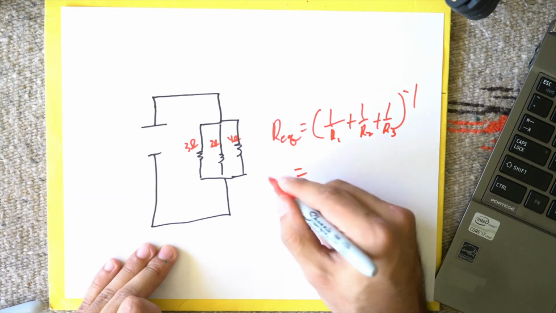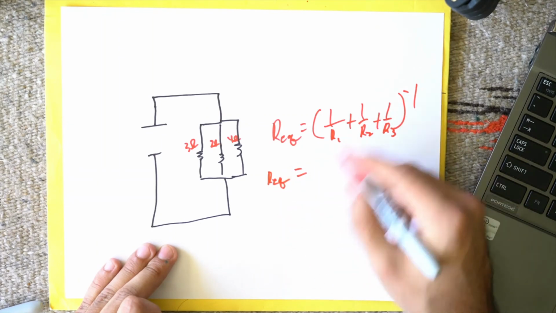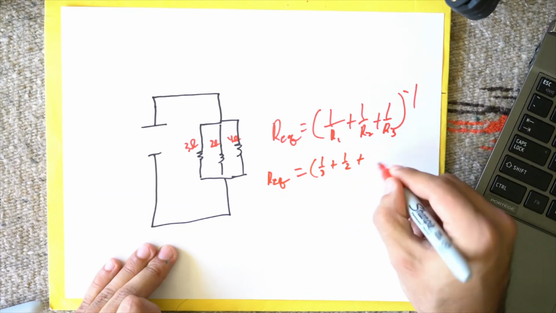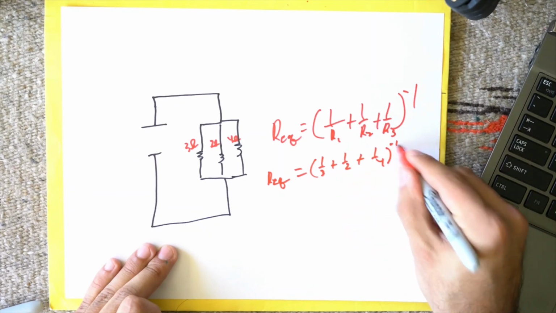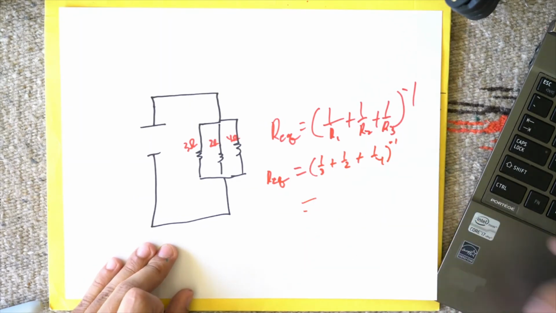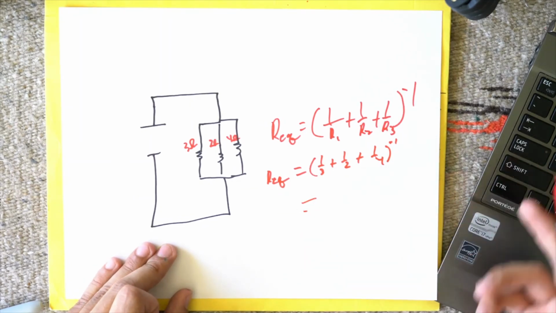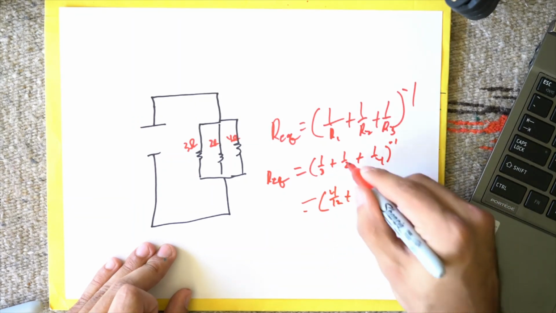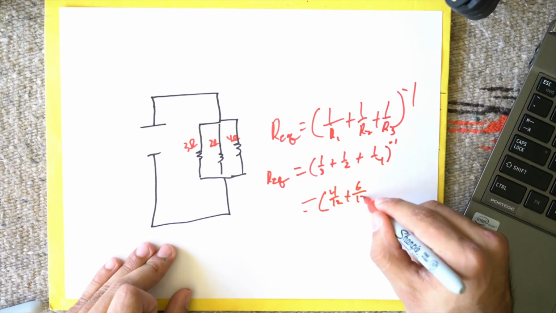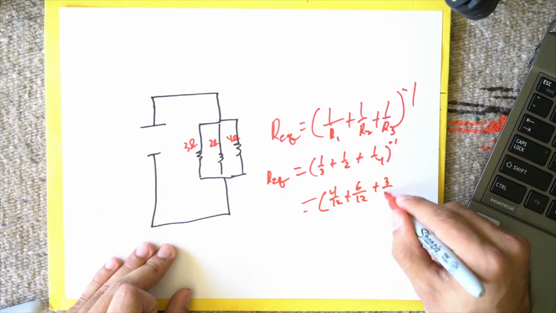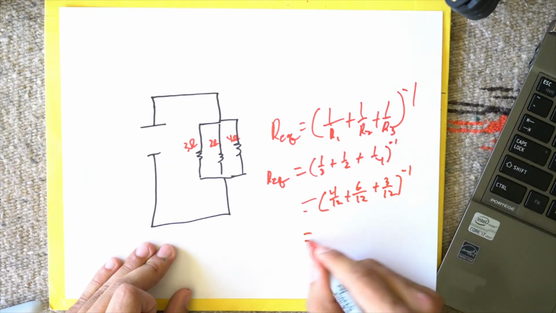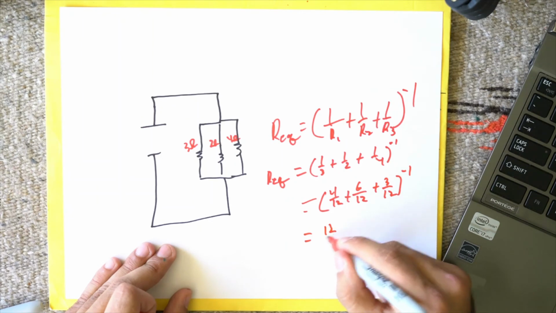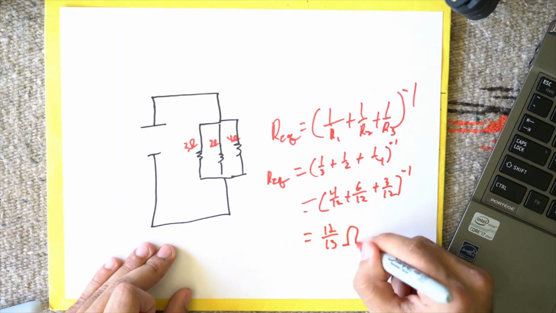So if you want, you can plug this into your calculator. Just make sure everything is correct. 1 over 3 plus 1 over 2 plus 1 over 4, to the negative 1. I'm just going to do fractions because it's not too bad. The common denominator should be 12. So that would be 4 over 12 plus 6 over 12 plus 3 over 12, to the negative 1. If you add those all up, it would be 13 over 12 to the negative 1, the reciprocal, so that would be 12 over 13 ohms.